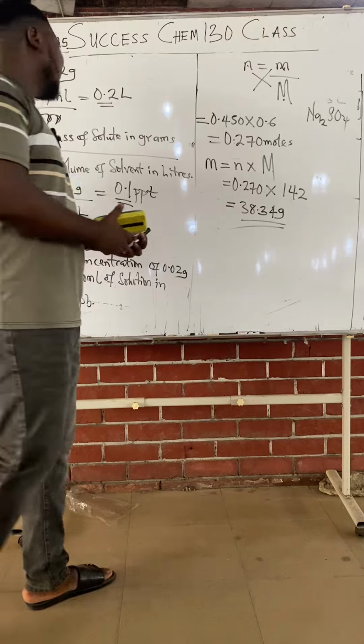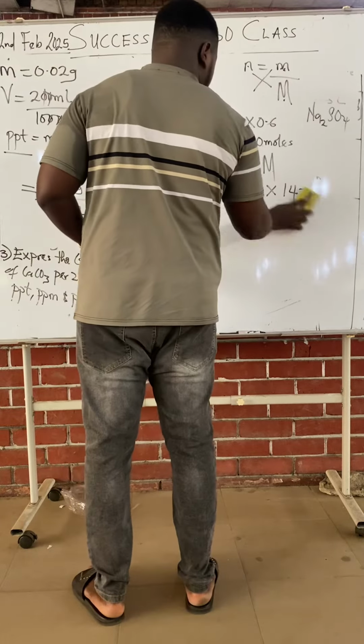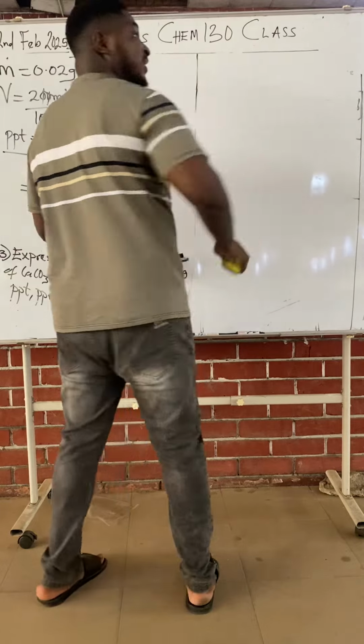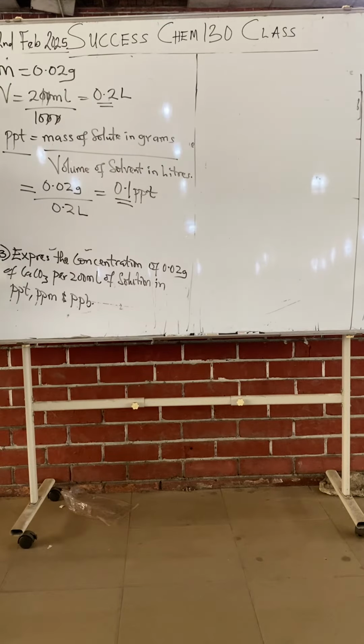The formula for PPM is mass of solute in milligram divided by volume of solvent in liter. Class, we must change this mass from gram to milligram. We have to change the mass of our solute from grams to what? Milligram. How do you convert from gram to milligram?